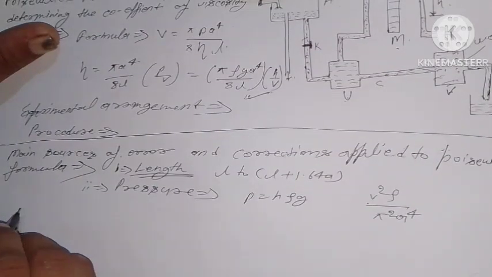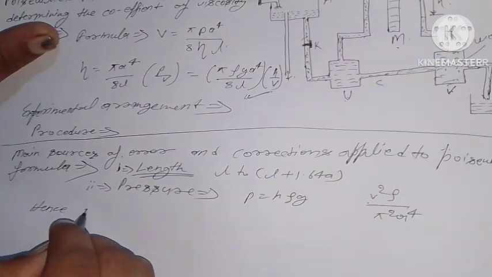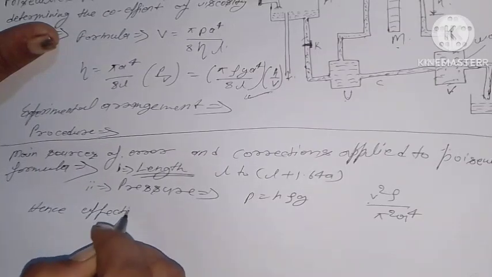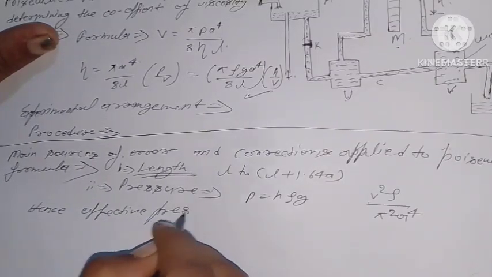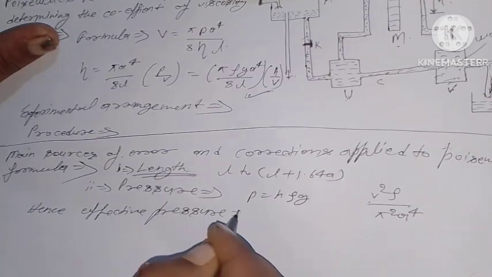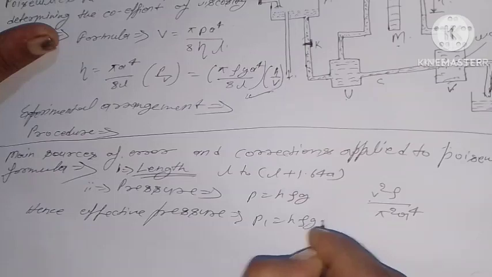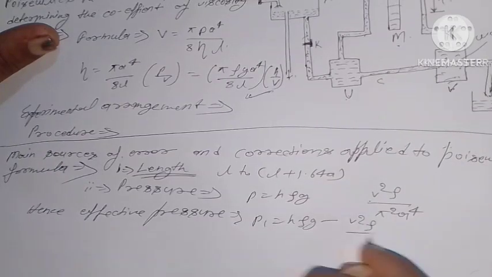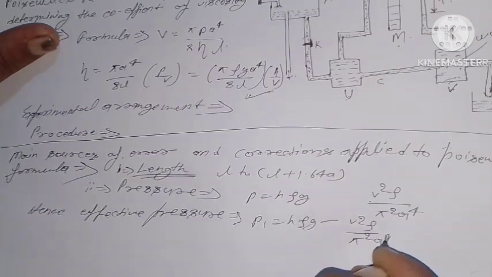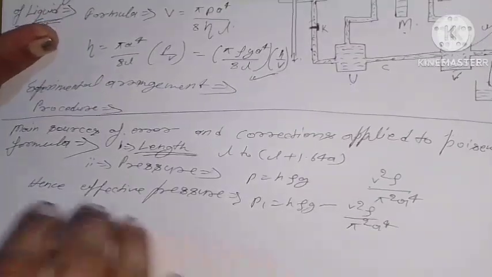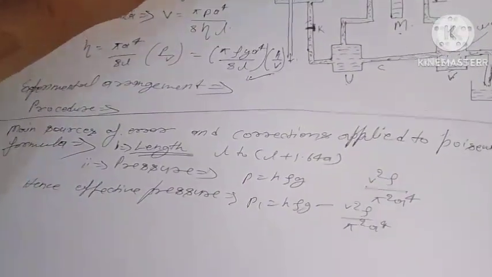Hence the effective pressure P1 equals H rho G minus V square rho upon pi square A to the power 4. Substituting the value of P1 instead of P.